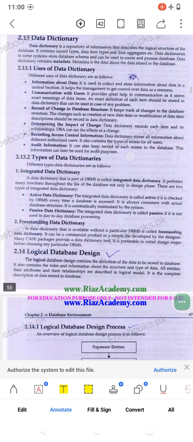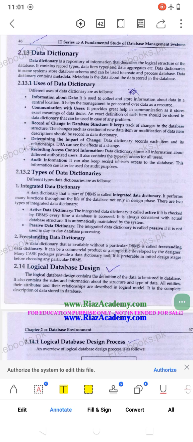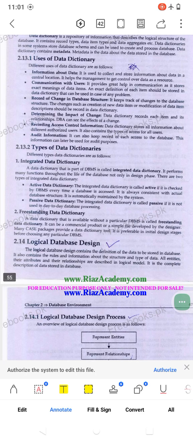Next, another use of a data dictionary is the record of changes in database structure. Then determining the impact of change. The data dictionary records each item and its relationships. If we need to perform any change in the data to be stored for further updating, we can easily compute the impact of that change with the data dictionary.